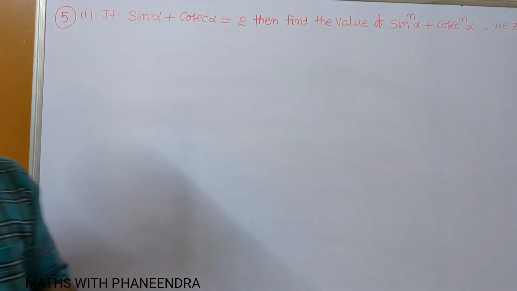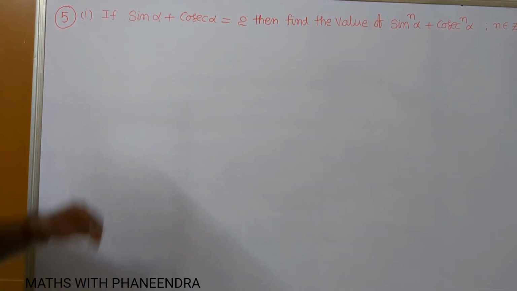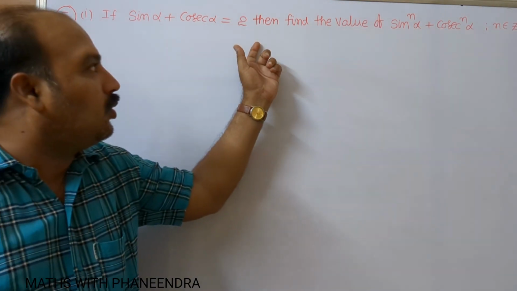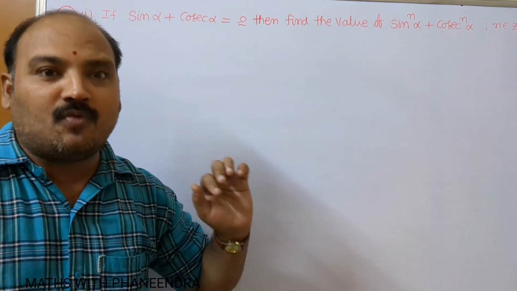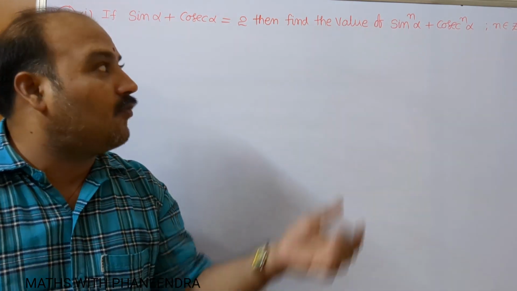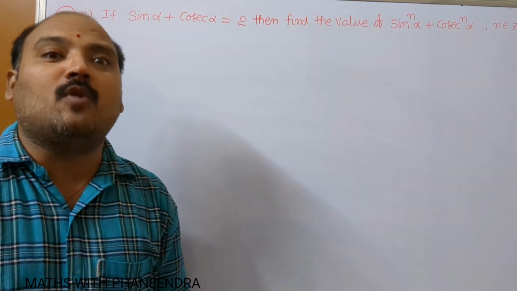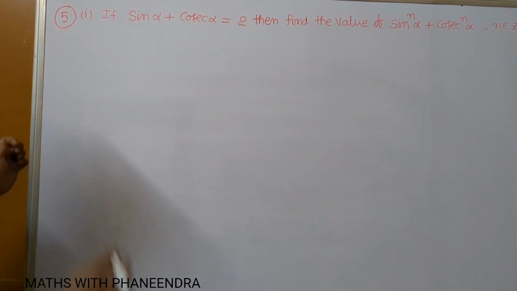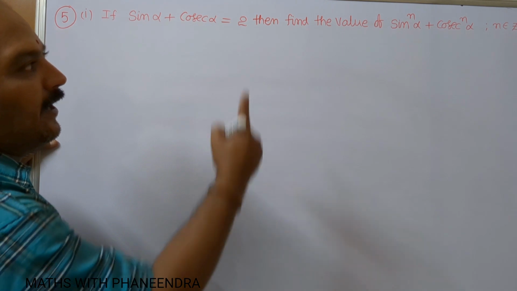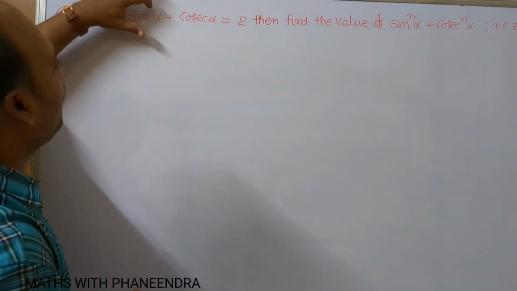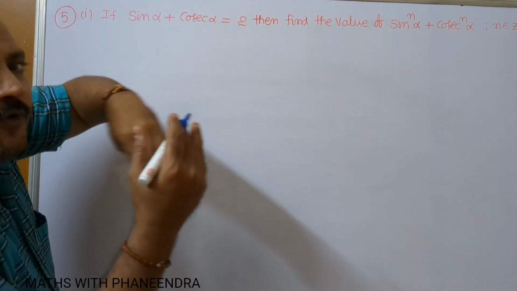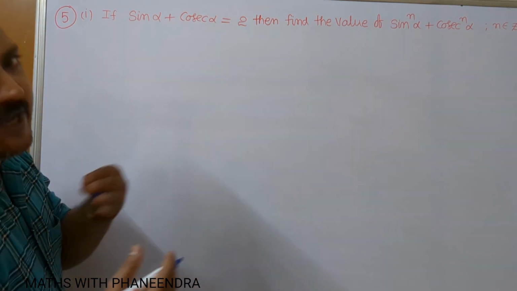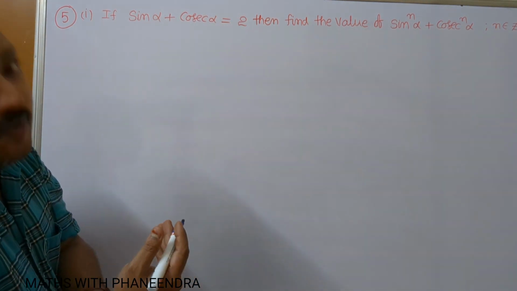This question is very important for 2 marks. If sine alpha plus cosecant alpha equals 2, then find the value of sine power n alpha plus cosecant power n alpha, where n belongs to Z. To solve this type of problem, n is already 1 here, no? If you square on both sides, n equal to 2 will come. Once again, if you square on both sides, 4 will come.